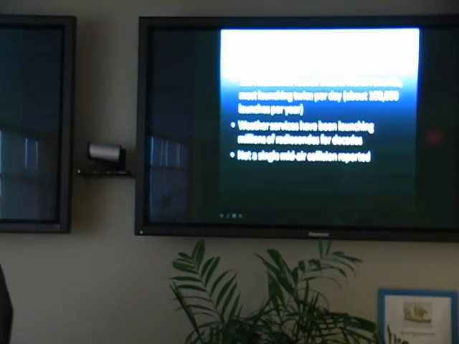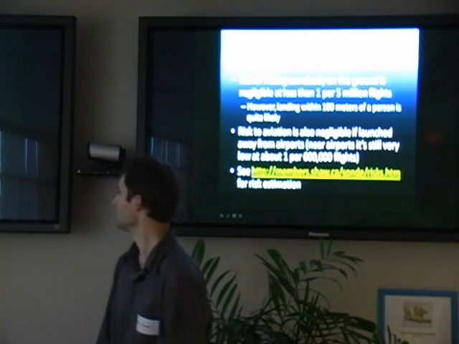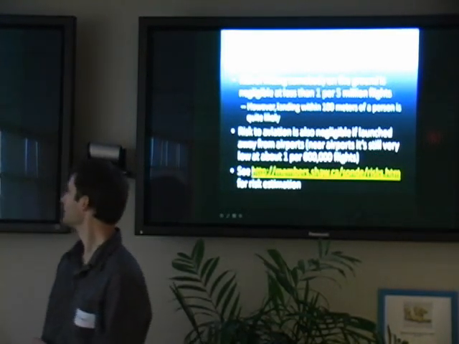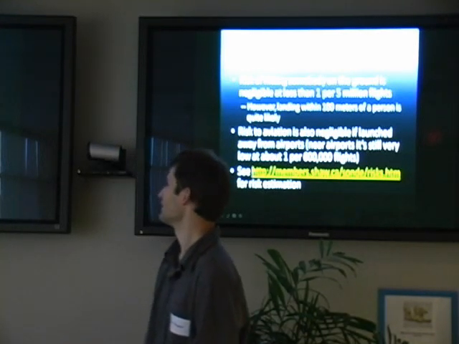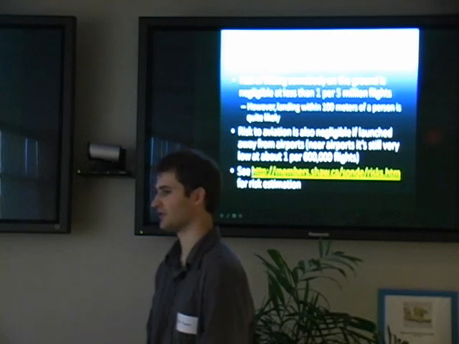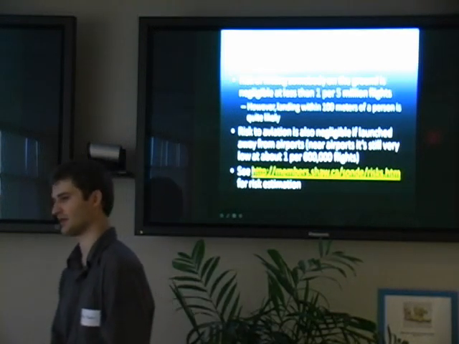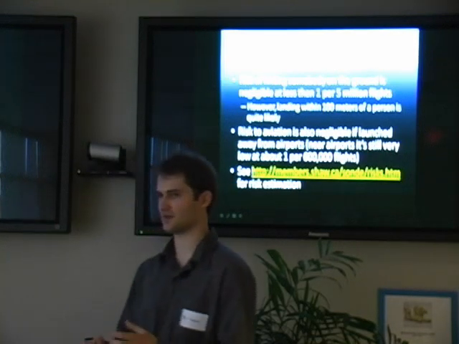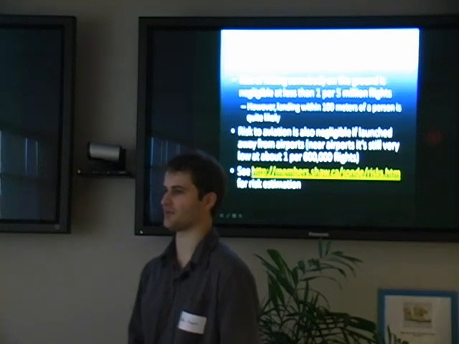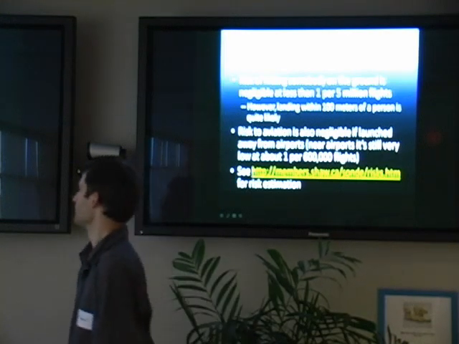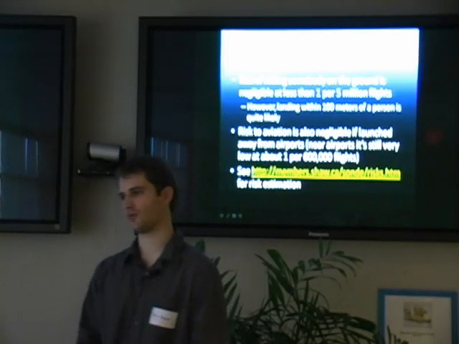Some calculations were made, and you can see this link. The risk of hitting somebody on the ground is negligible. It's about 1 in 5 million flights that you'll hit somebody on the ground. But the risk that it will be near somebody is actually quite high, because you still have people everywhere. Risk to aviation is also negligible if you launch away from major airports.